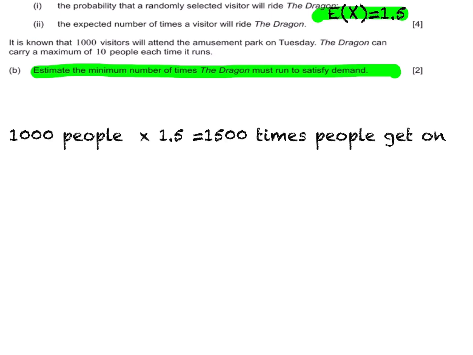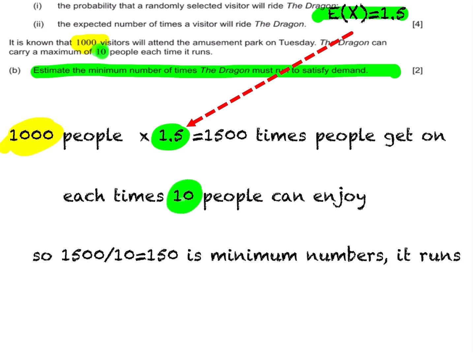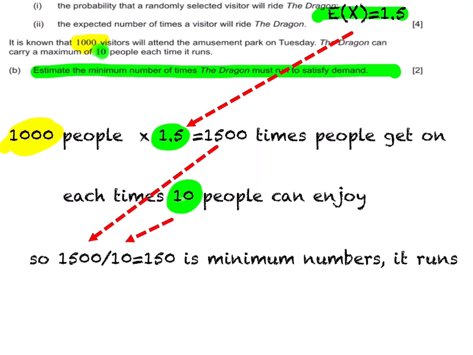According to the expected value, each person tends to ride the dragon 1.5 times. Using a direct proportion, we can calculate that if 1,000 people visit the park, they will ride the dragon 1,500 times. Given that the maximum capacity of the dragon is 10 people, this means the dragon will need to run at least 150 times on Tuesday.